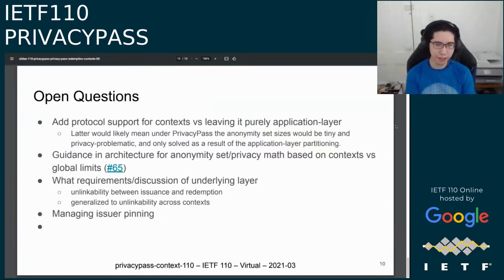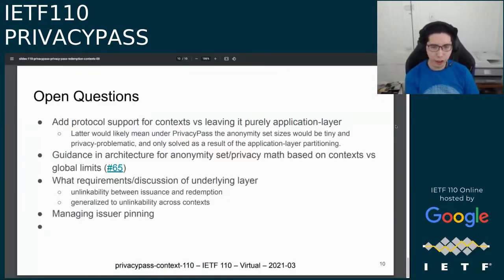And it also means that Privacypass would be recommending a very small number of issuers, which might not actually be a requirement that the protocol needs if you have these sorts of subdivision of contexts. There's how much the architecture document should go into these various sorts of privacy math and how detailed we want to go there. And there's an open issue there.